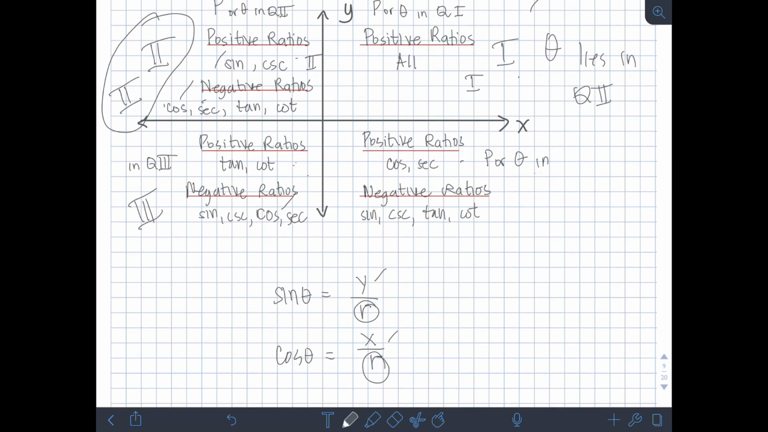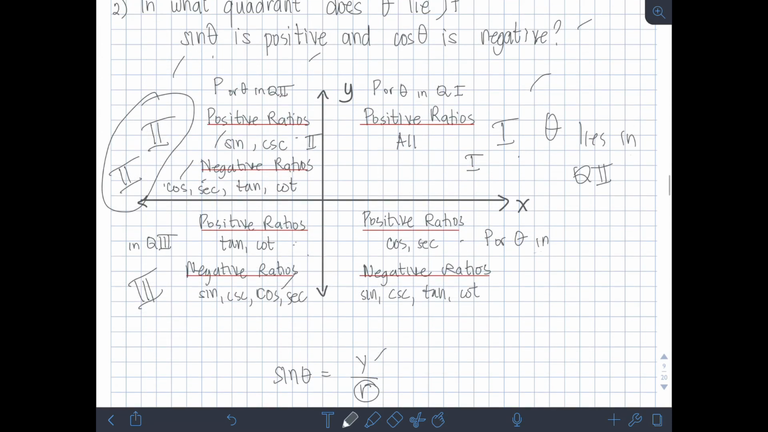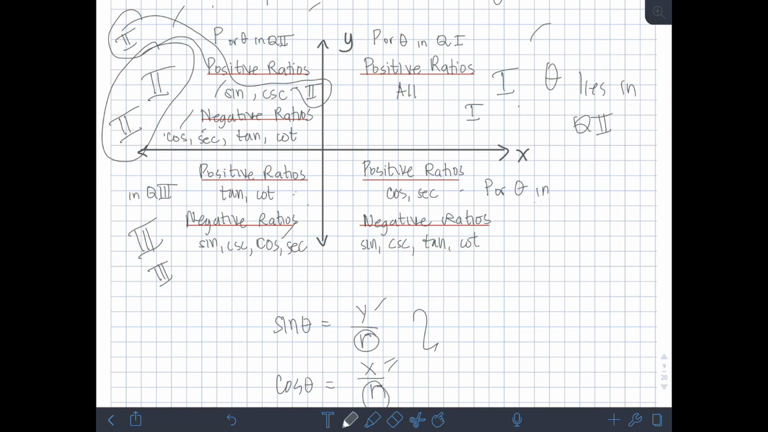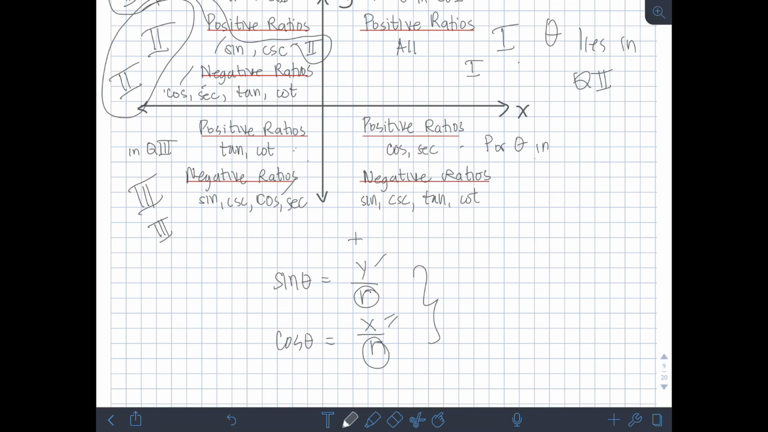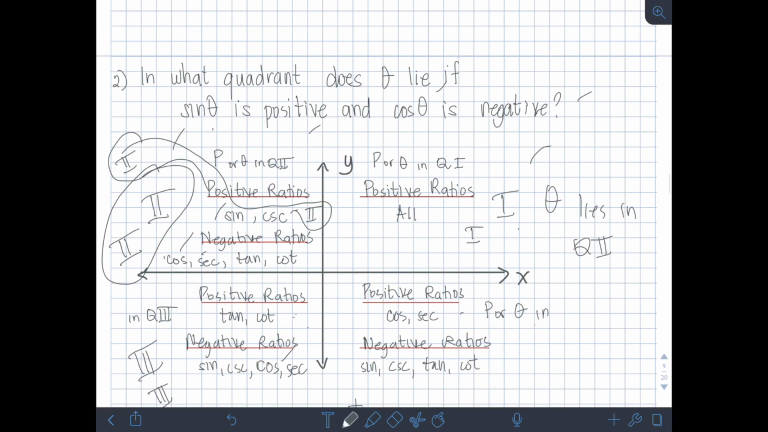Eh si cosine theta, since negative daw siya, saan ba magiging negative si x? Sa quadrant 2 din, tsaka sa quadrant 3. So, therefore, ang intersection nila ay itong quadrant 2 nga. So, therefore, yung theta mo ay maglalay doon sa quadrant 2. Since base dito sa trigonometric ratio, positive si y, tapos negative si x. So, therefore, quadrant 2 yun, di ba? Kapag negative si x at positive si y. So, therefore, ito yung other way of solving this problem.